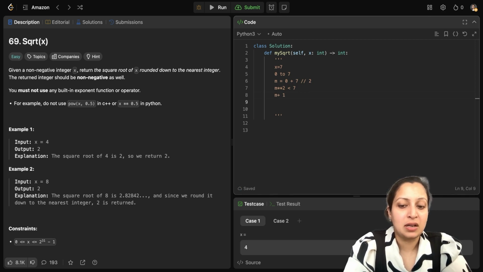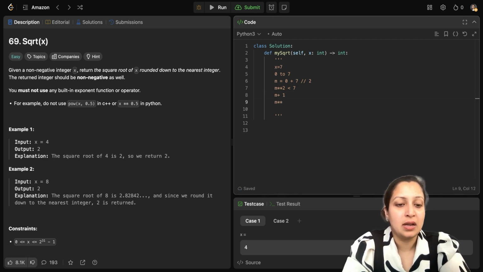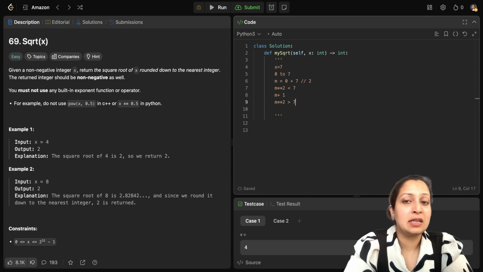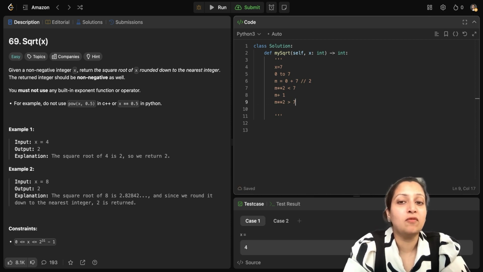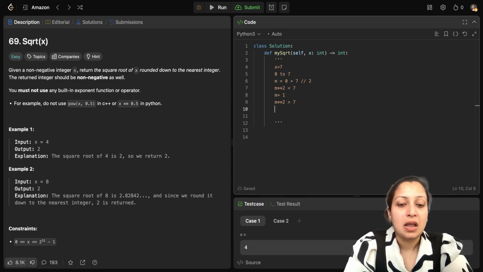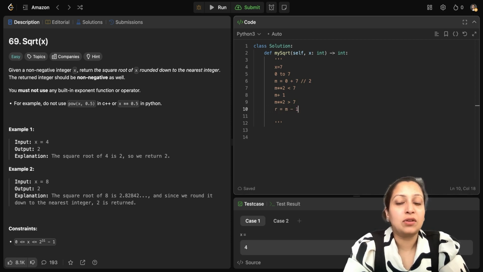But what if there's another scenario that m square is greater than 7? In that case, I know that any value greater than m will also have its square greater than 7. So it's of no use to me. Hence, I will reduce the right pointer, and my right pointer will become m minus 1 because I have to find m square which is less than 7 and closer to square root of 7, right?